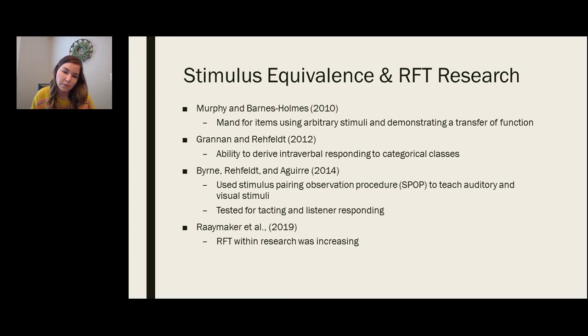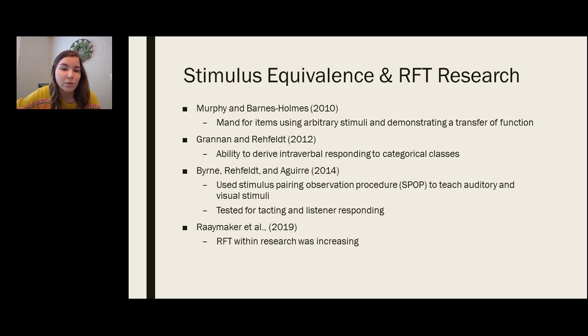Now, stimulus equivalence and RFT research. Some past research on stimulus equivalence and RFT in 2019 had adolescent boys with ASD taught to mand using arbitrary stimuli by teaching the boys to match A to B and then B to C.